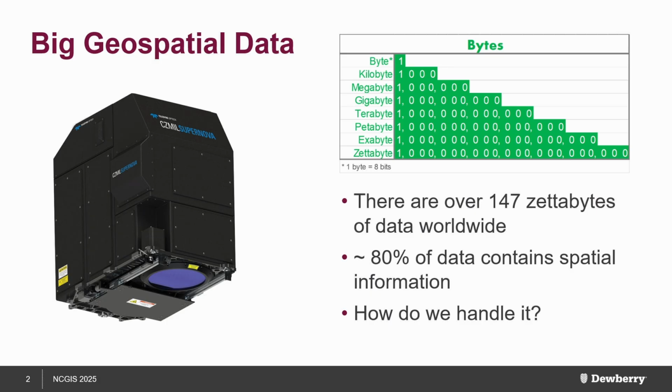So just starting off, big geospatial data. There's so much data in the world now. It's really hard to get an actual number on how much data. The most recent estimate I could find was 147 zettabytes. It's not really that useful, but it's just a tremendous amount of data. And it's estimated that about 80% of data contains spatial information. So all of us geospatial people have to know what to do with all of that information.